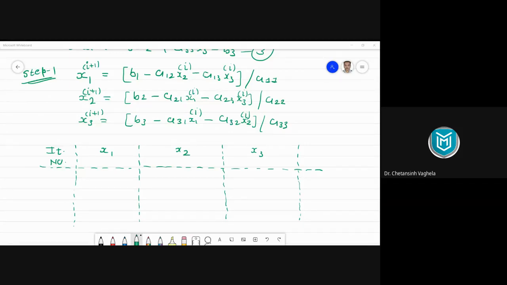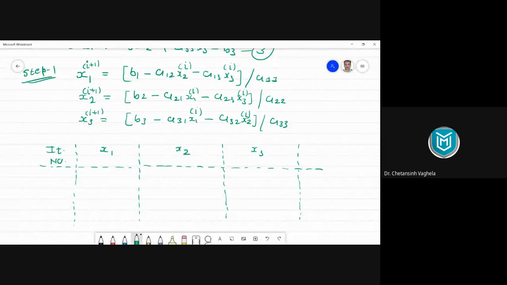Let's move to our first iteration. So what you need to do here, for first we'll write here iteration number 0. And for 0 iteration, all 3 values will be 0. The initial value or starting value for all 3 variables will be 0. Now we'll have iteration number 1.